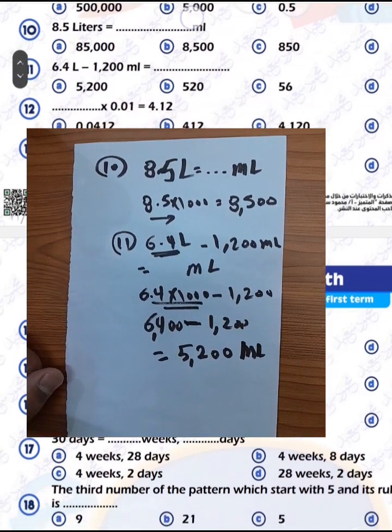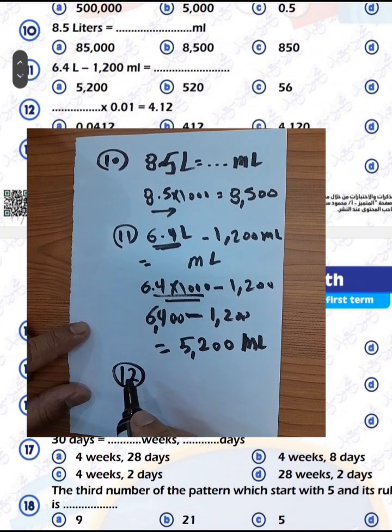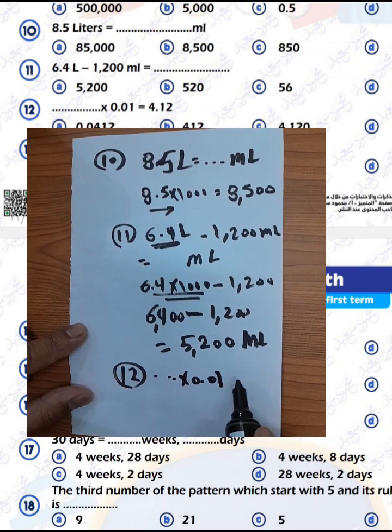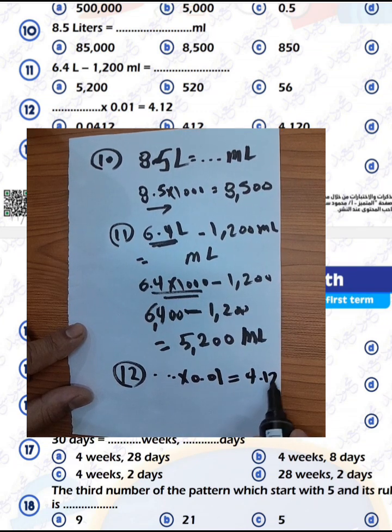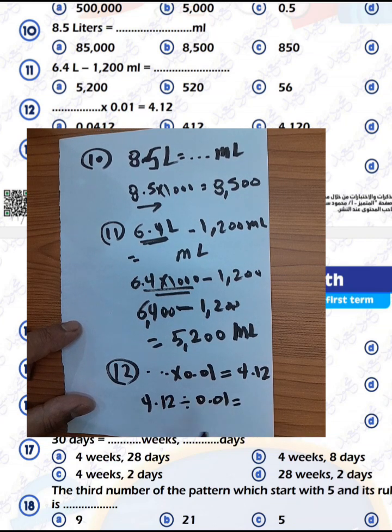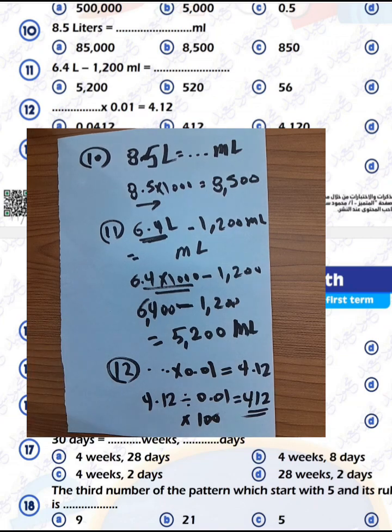Question 12, we have here blank times 0.01 equals 4.112. We can find this number by dividing 4.112 by 0.01. Here we can find the result because dividing by 0.01 means multiplication by 100. Okay, divided by 0.01 means multiplication by 100. Move the point to the right-hand side by 2 places, it will be 411.2. Okay, it's the result here.